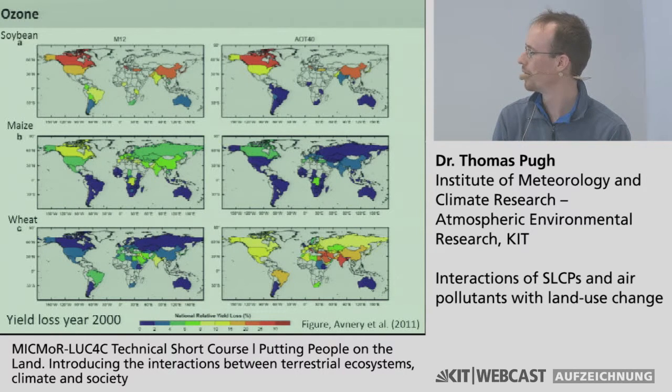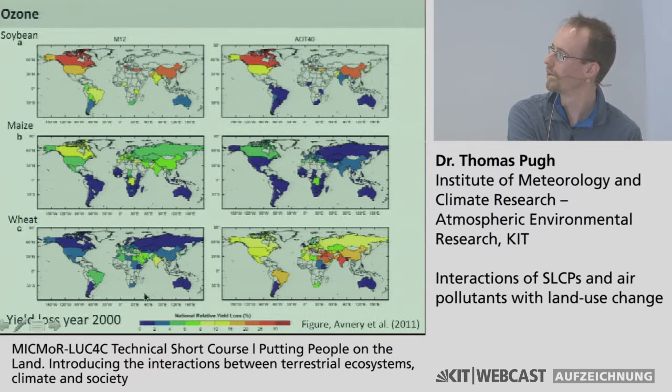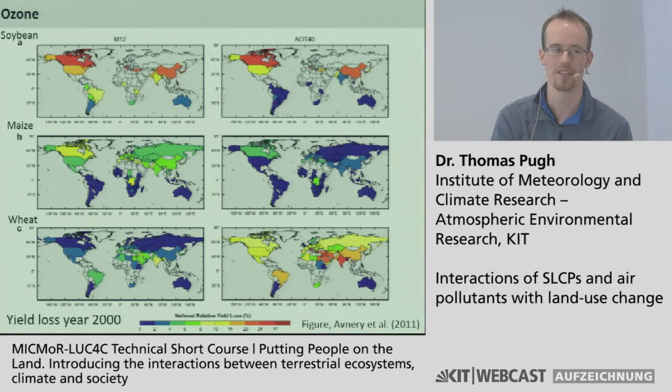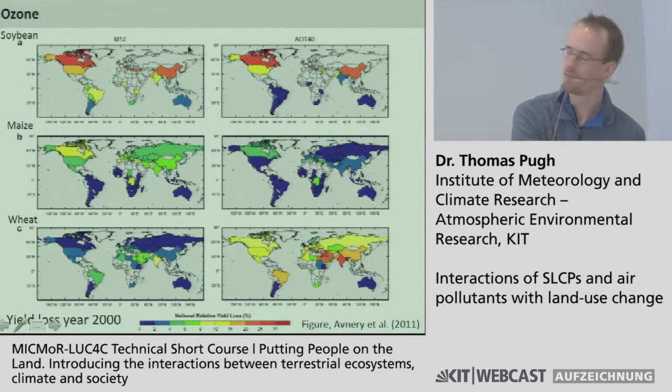This is another paper, but this time looking at the effects on crop yields. It's quite well documented that ozone reduces crop yields. Here they've looked at the effects of ozone on soybean, wheat and maize yields for different countries. This is the relative yield loss, going from quite small in blue to quite large in red. Red is over 30% yield loss. And there are two different metrics here for calculating it.